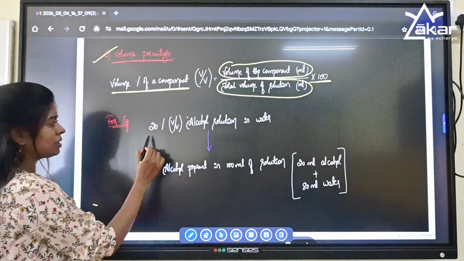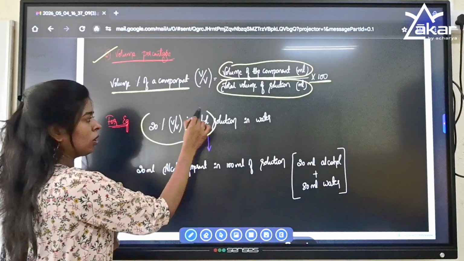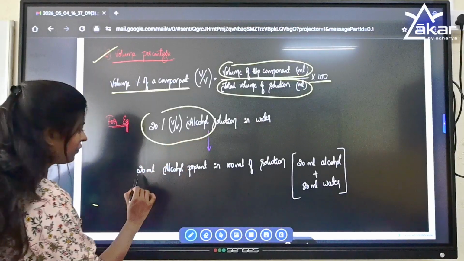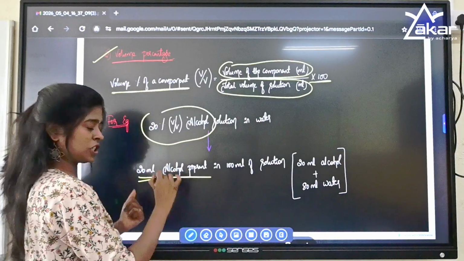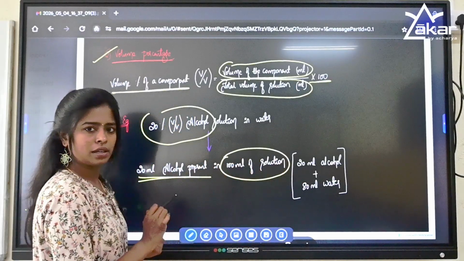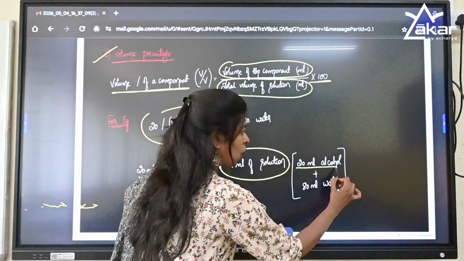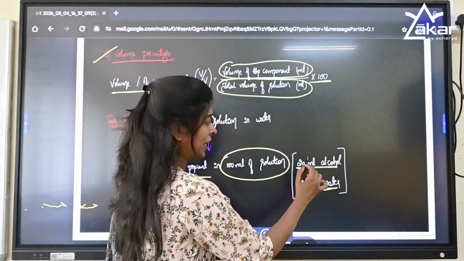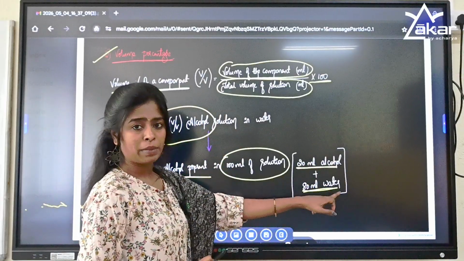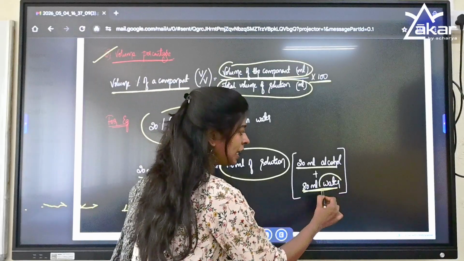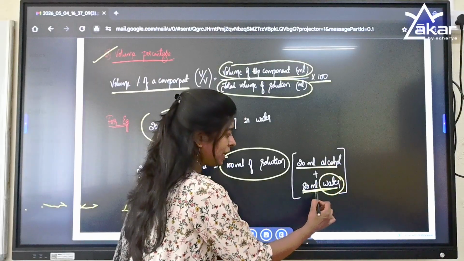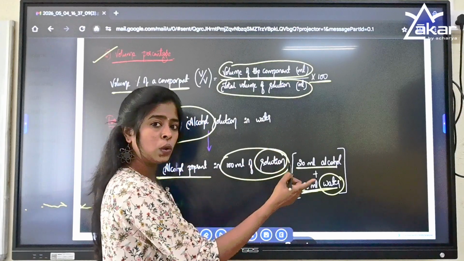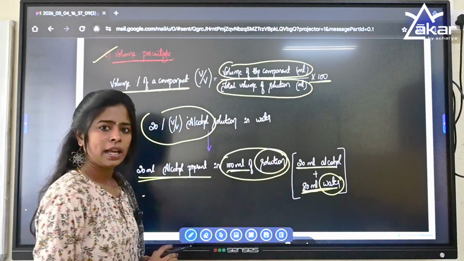The best example for this is when you take a 20% alcohol solution in water. What is the meaning of this? We are taking 20 ml alcohol which is present in 100 ml of solution, or how can I write, 20 ml of alcohol plus 80 ml of water. Here specifically I am mentioning solvent, so I am writing 80 ml. Here I am writing solution, which is the combination of solute and solvent, so here I am writing 100 ml.